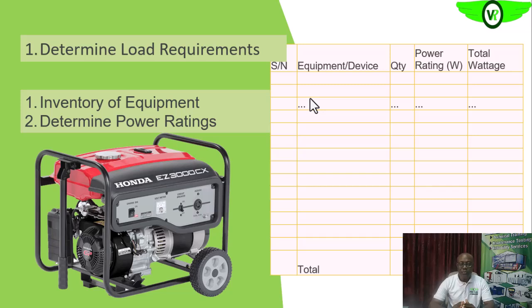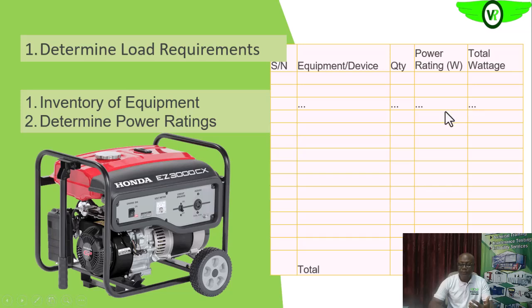Next, what you need to do is to determine the power rating of each of these equipment. Usually the power ratings, you can find them on the nameplate of this equipment, either in kilowatts or in watts. You will now look for the power rating on the nameplate and fill it in this fourth column against the equipment itself.